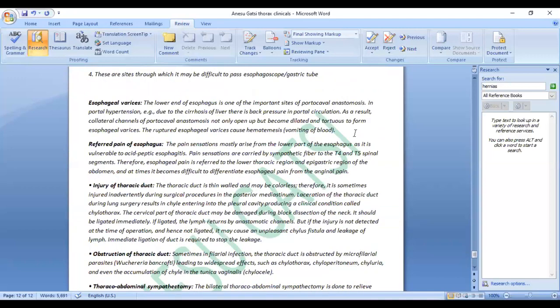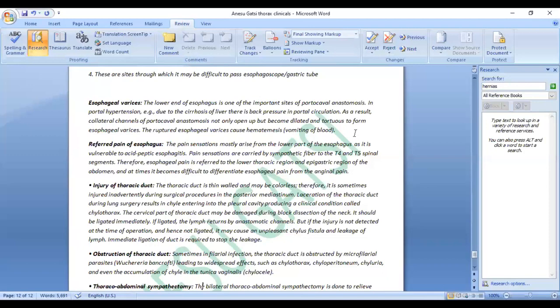Then you may have what are known as esophageal varices. In the lower third of the esophagus, you have a portacaval anastomosis. If you have portal hypertension, due to cirrhosis of the liver, there is big pressure in the portal circulation, and as a result, the collateral channels of the portacaval anastomosis not only open up but become dilated and tortuous. They form what are known as esophageal varices. Then referred pain of the esophagus: the pain sensations are carried by sympathetic fibers to the T4 and T5 spinal segments. Therefore, esophageal pain is referred to the lower thoracic region and the epigastric region of the abdomen.